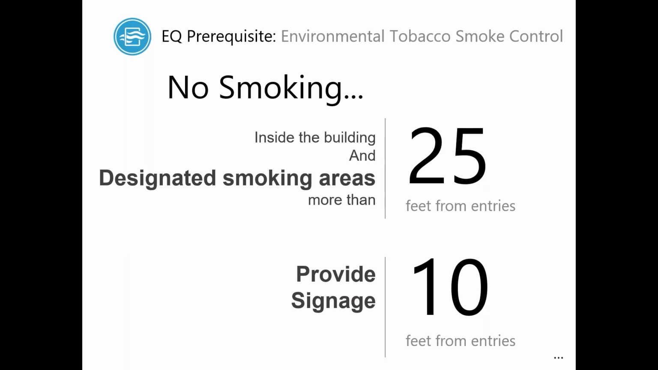So no smoking inside the building, and the designated smoking areas need to be more than 25 feet from entries. 25 feet is going to be that key number you want in your head. You may have gotten a question like this on the LEED Green Associate. You probably won't see a question that just says, how far away does the smoking area need to be? You might have a question that makes you think. But before you start thinking case by case, you want to remember there has to be signage within 10 feet that says no smoking within 25 feet of the building.